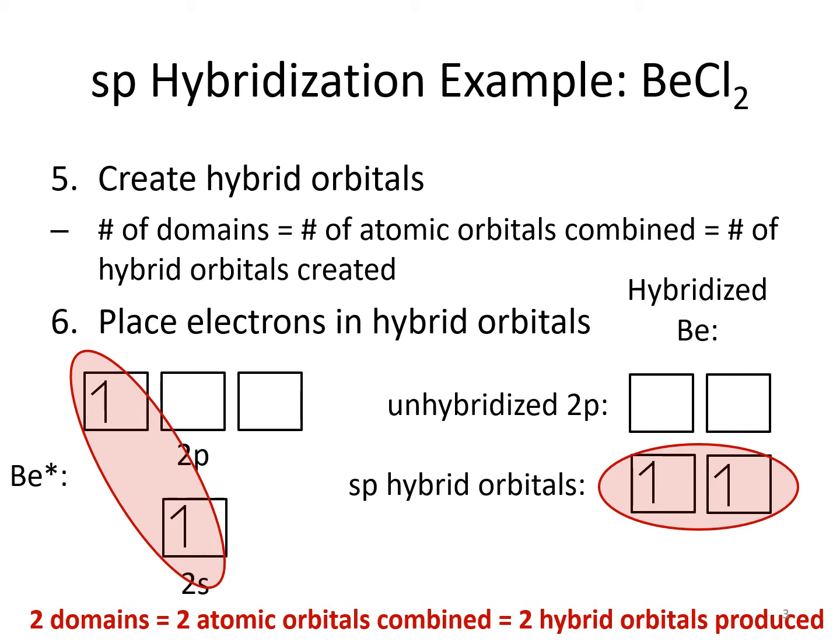Although we ended up hybridizing the orbitals that had the electrons, it is not the presence of electrons that tells us to hybridize a particular orbital. It is only the number of electron domains that tells us which orbitals can become hybridized.